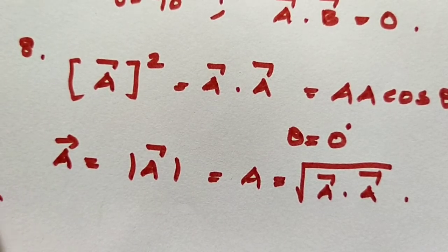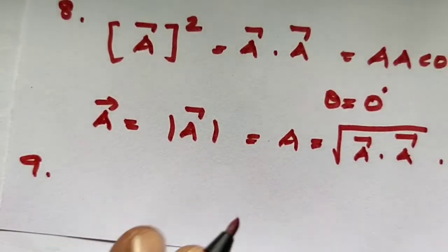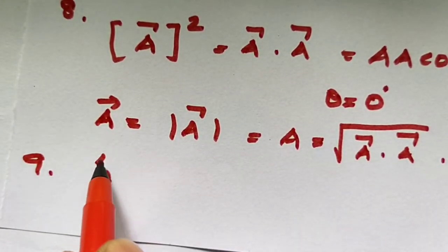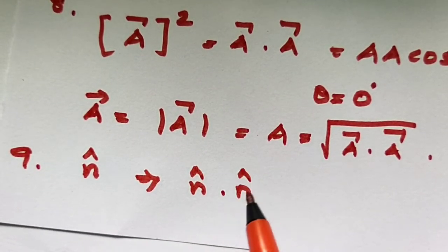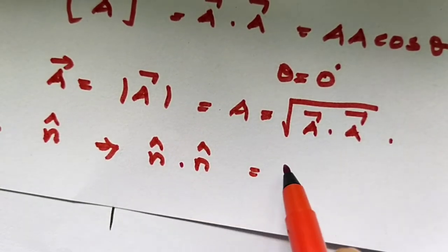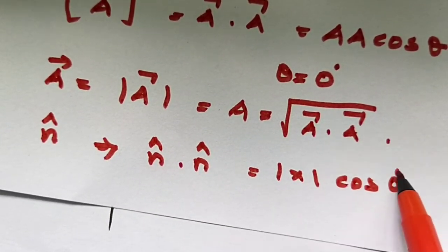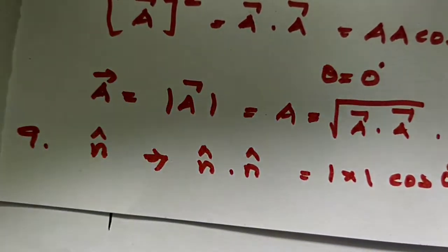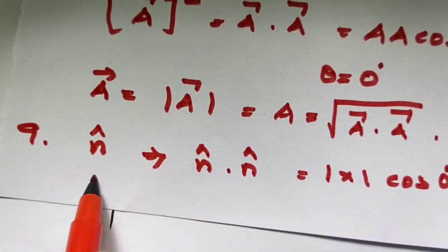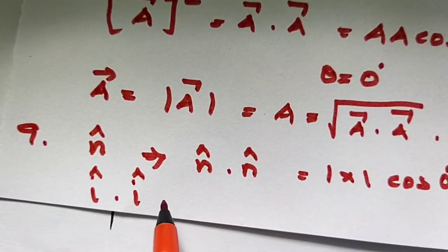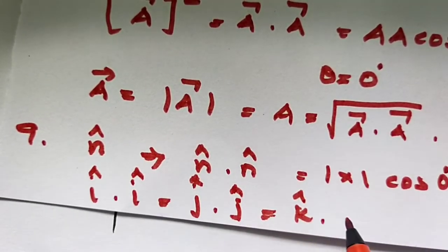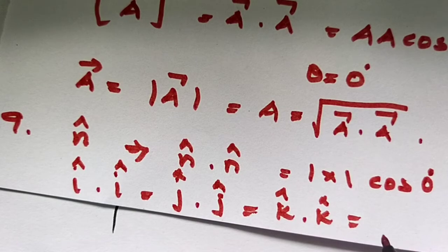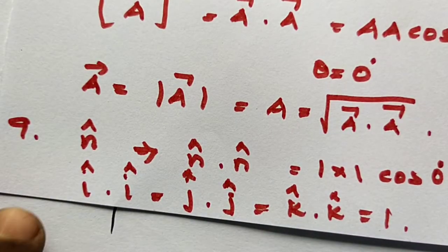So now moving to the ninth property, that is the unit vector. Here the unit vector means n cap. So here the same dot product means n cap dot n cap. That means 1 into 1 cos 0 degree. So that means it is 1. So finally for the unit vectors, i cap dot i cap is equal to j cap dot j cap is equal to k cap dot k cap, and the value is 1. So for the unit vectors, the scalar product is 1.